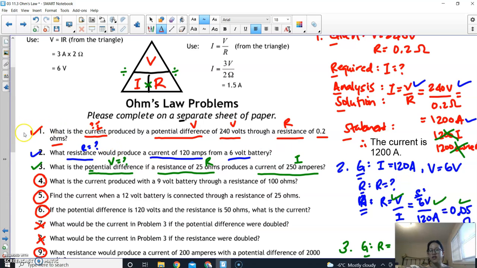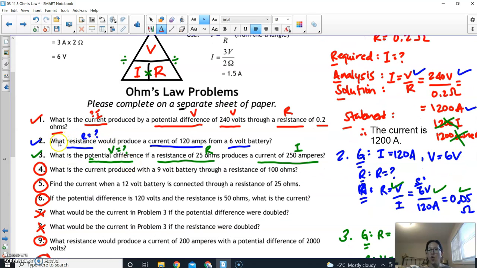Okay, so we've done the first one. Let's do the second one. The second one is in blue. Okay, so what resistance? That means that my required to find is my R. I don't know what the resistance is. What resistance would produce a current of 120 amps? So just remember, current is I. So I have I is 120 amps from a 6-volt battery. So V is 6 volts. So here are my givens and my required.